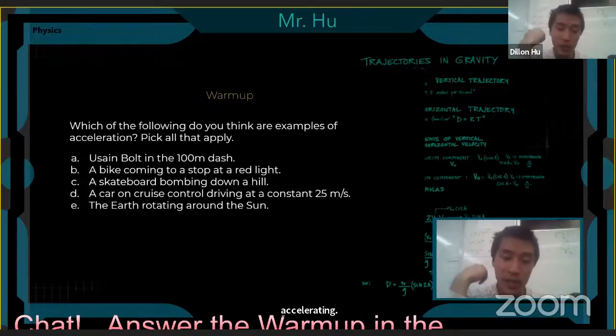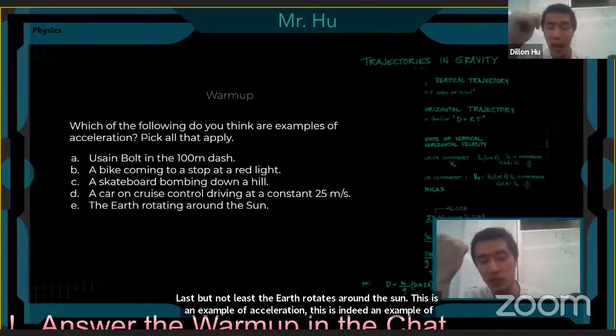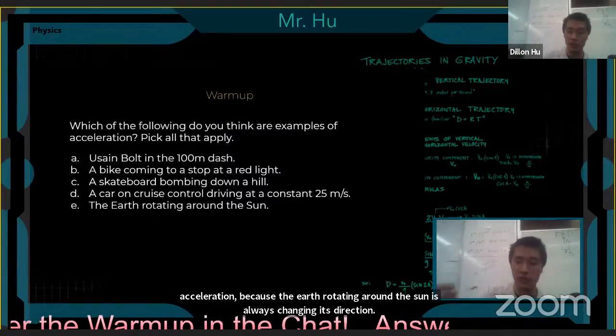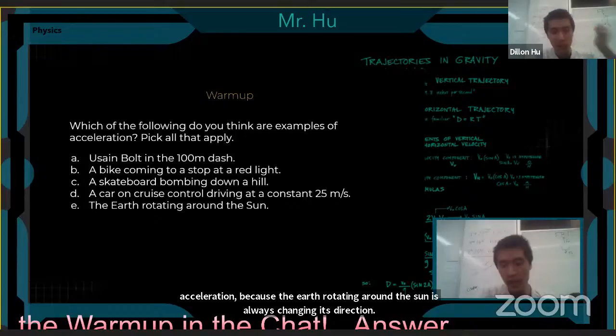So the Earth rotating around the sun, the speed is not changing, right? It's not going to be speeding up or slowing down. However, its direction is going to be constantly changing because one direction is going this way, and another direction is going this way, and then another second is going this way. So its direction is going to be constantly changing.